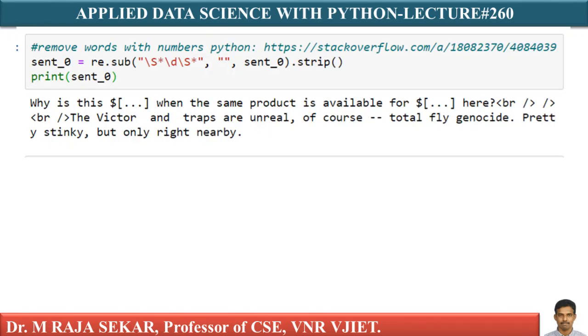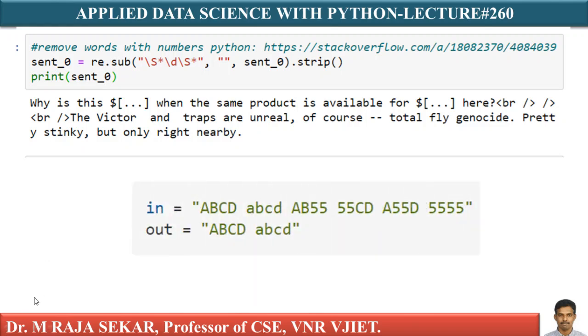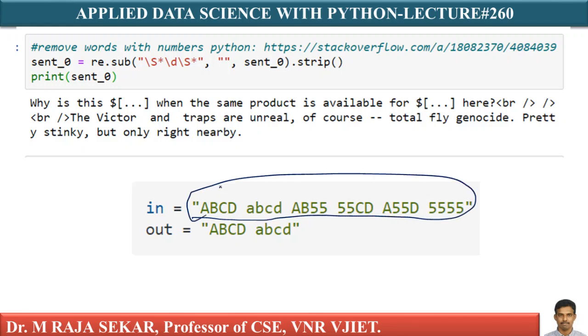Now, what am I doing? Removing words with numbers. What does it mean? What is the meaning of removing words with numbers? Just see, this is the input. These are the words with numbers, something like A, B, C, D. How can I remove words with numbers?